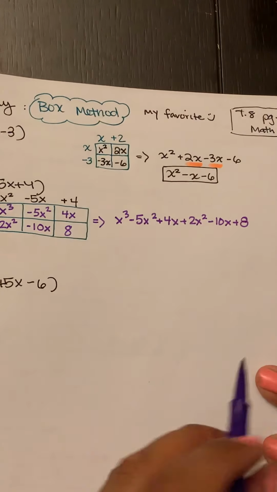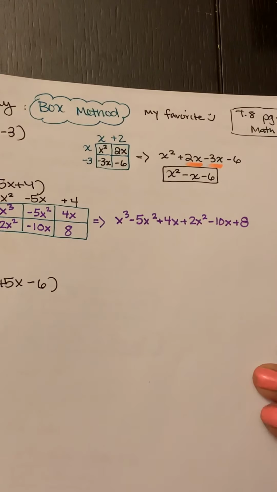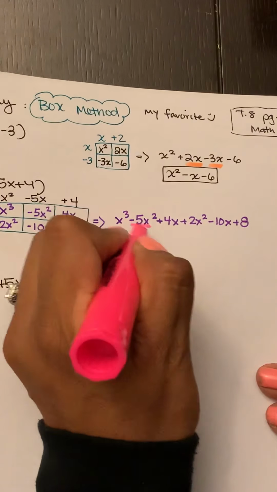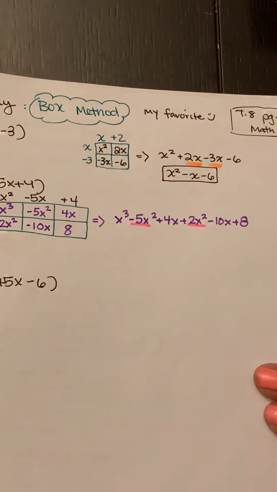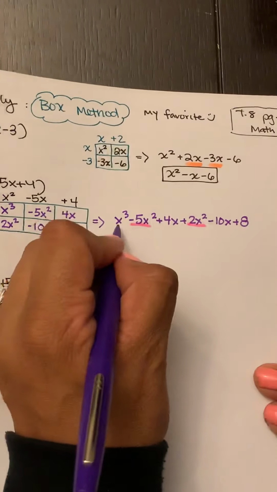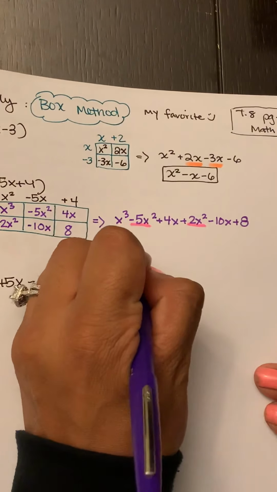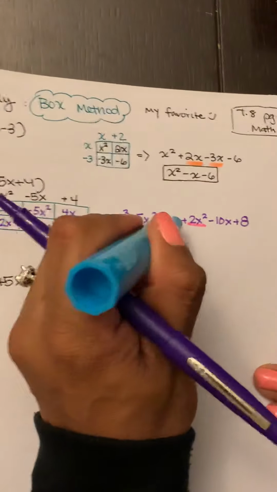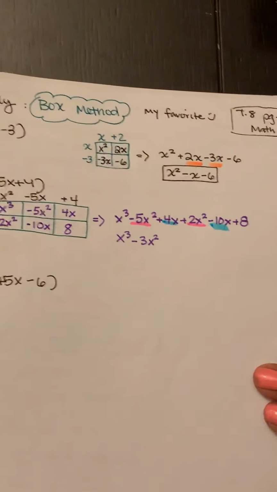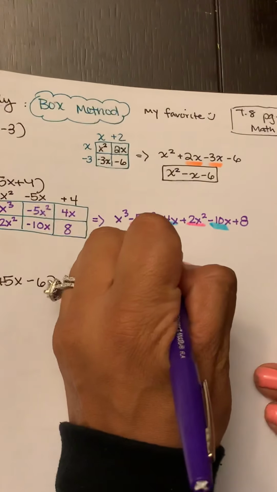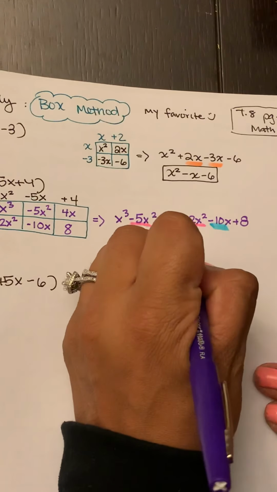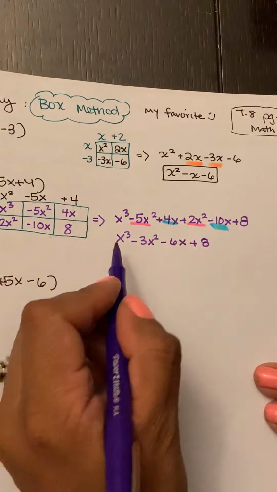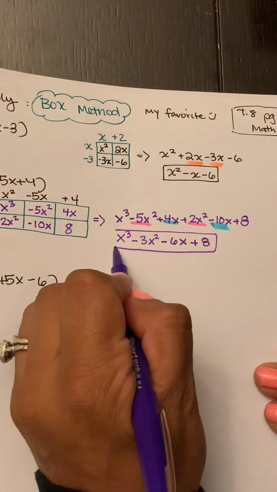Okay, and let's take a look. We have some like terms. We have a negative 5x squared there, positive 2x squared. I'm going to bring this x cubed down. And then we have 4x and a negative 10x. Bring down that 8. And as you can see, you cannot combine any further.